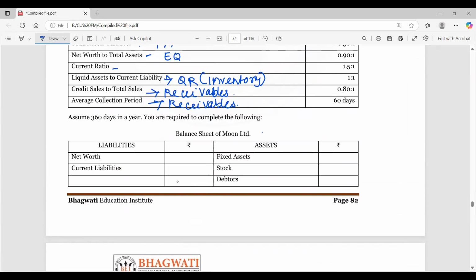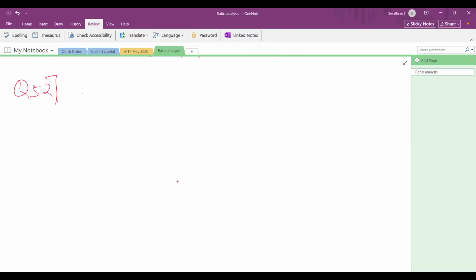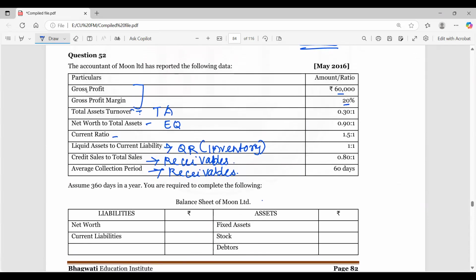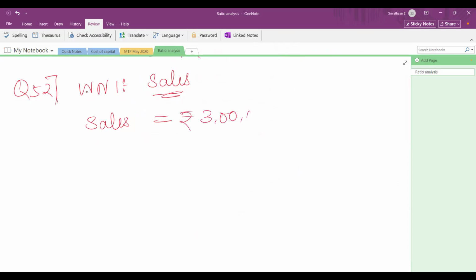And one more thing in this question: no non-current liability, no long-term debt, only net worth and current liability. That's all. Question number 52, working note 1, sales. So you calculate and tell me the sales amount, how much it is? 3 lakhs. Did you all understand how we got 3 lakhs? Gross profit 60,000 divided by 20%. So sales is equal to 3 lakh rupees. You want me to show how the number came, or did you all understand?